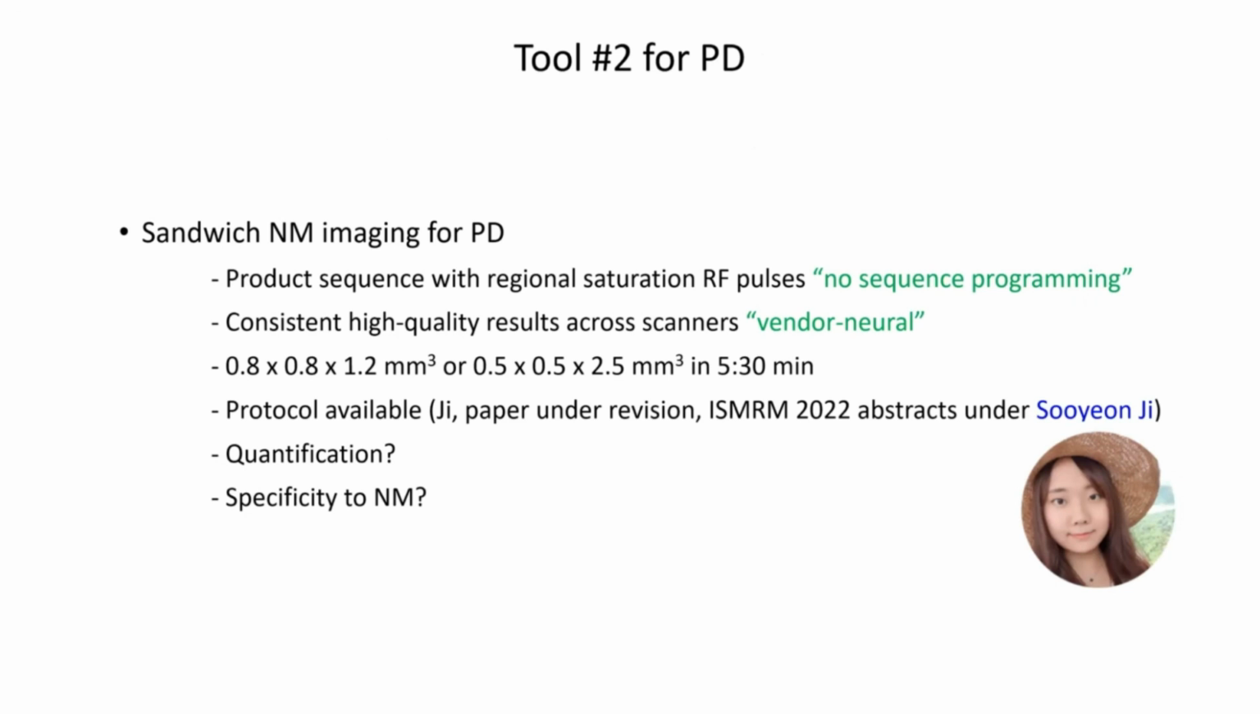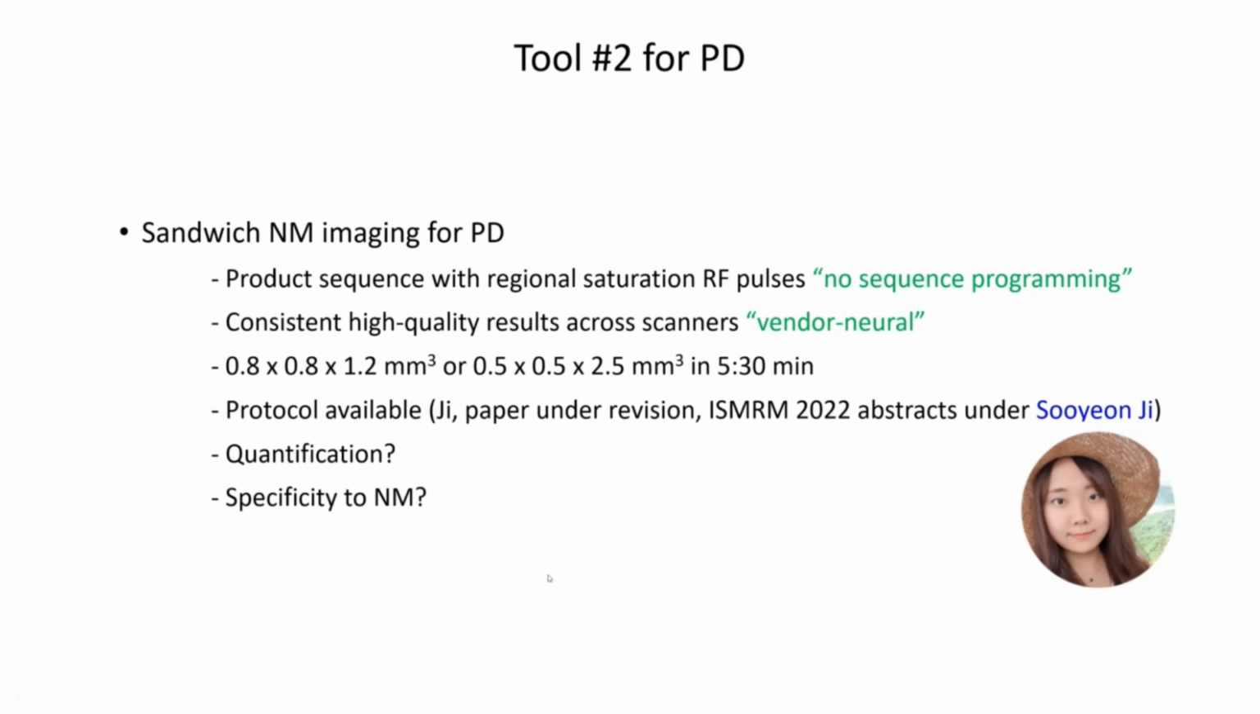So if I summarize tool number 2, it is about sandwich neuromelanin imaging for Parkinson's disease. We have this product sequence with regional saturation pulses. It's very simple, and you can program it in your scanner without any need from the engineers. It's just a very simple approach to set up the protocol and run it and get high quality images. And we have these 2 protocols that run at 5 minutes and a half. And the protocols are available under the name of the first author, Suyeon Ji. So that's one good thing to have.